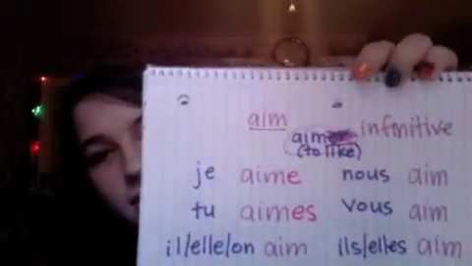Okay, so we go back to all our stems over here. I'm going to use my hot pink. So we take each one of them. For the je, we add an e. For the tu, we add es. For il, elle, on, add an e. For nous, you add ons. For vous, you add an ez. And for ils, elles, you add ent.